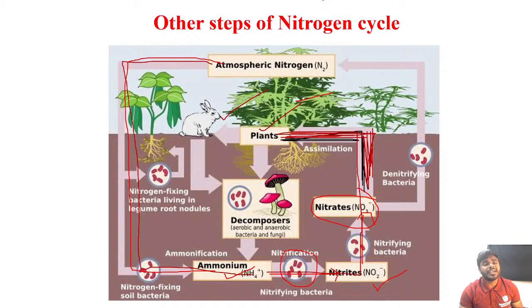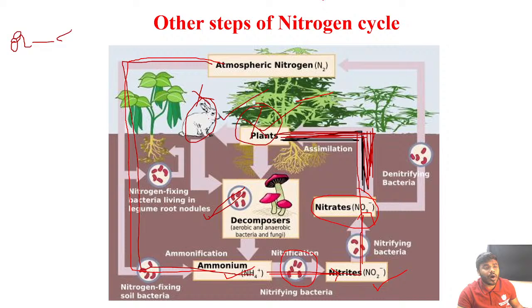Now all of you pay attention. What happens when the plant died? When the animal died, what is happening, friends? When the plant died and animal died, what will happen, friends? The dead organic matter of a plant and animal is decomposed by whom, friends? They are decomposed by the decomposers. Friends, what will the decomposers do? All of you know it.